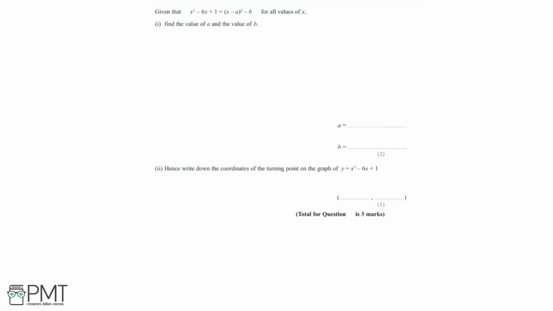In this question, we're told that x squared minus 6x plus 1 is equal to x minus a all squared minus b, and we need to find the value of a and the value of b. Now we're being asked to complete the square. We start off with x squared minus 6x plus 1. Now to complete the square, we're going to start with x.